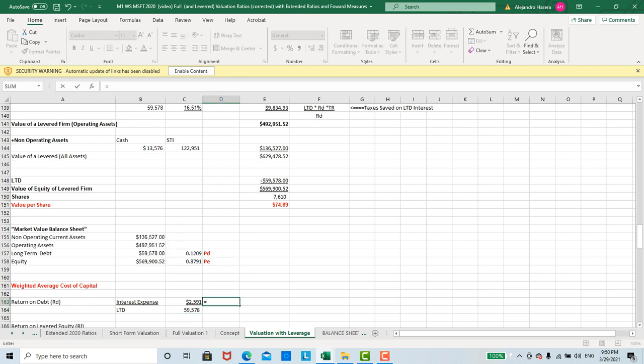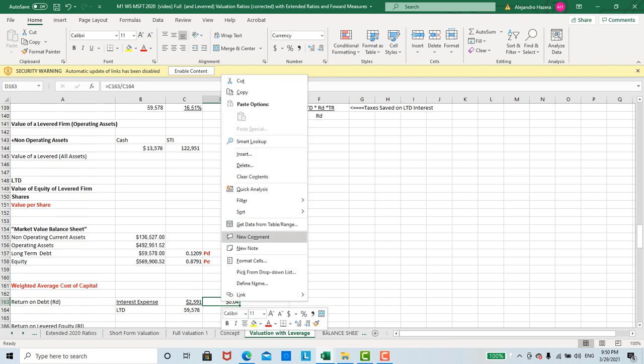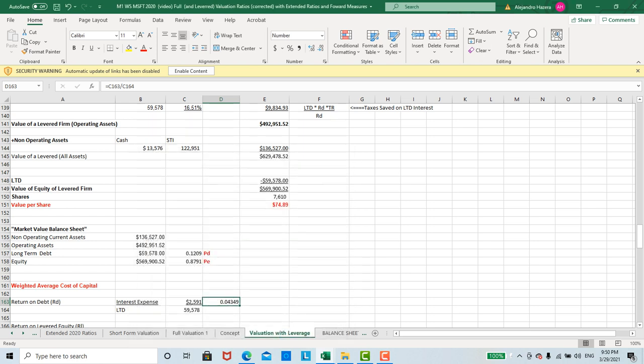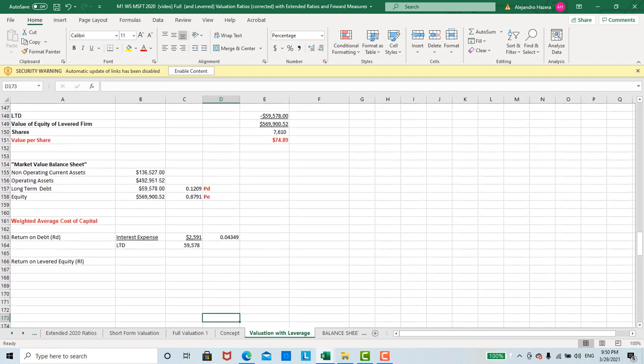Okay, so if we take 2591 divided by 59,578, about 4%. Let's see what percent we get here. Format cells, and we'll just use a number here, and we'll take this out. So about 4.4%, more or less. Okay, and then we've got return on levered equity here.